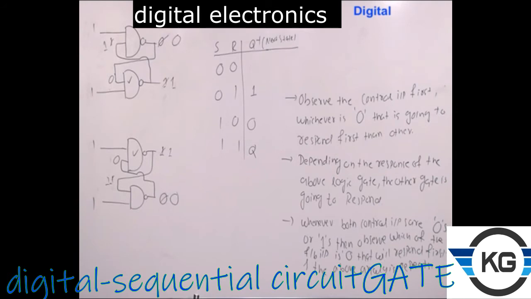This is what we mean by the memory action of the latch. Why do we say this is a 1-bit memory element? Because what is memory actually? Don't see this memory in terms of your pen drive, RAM, hard disk, all those things. Memory means it is the capability of the element to hold the information. Hold the information means hold that particular binary bit.